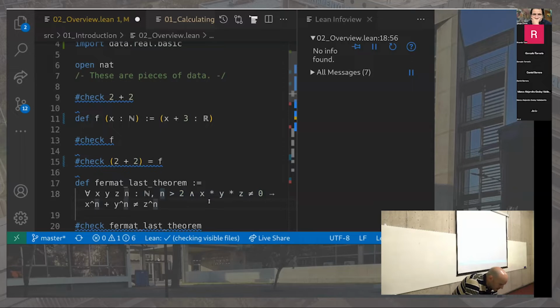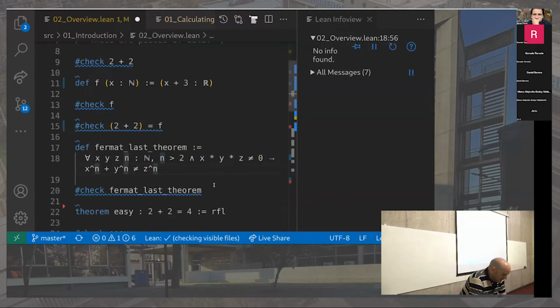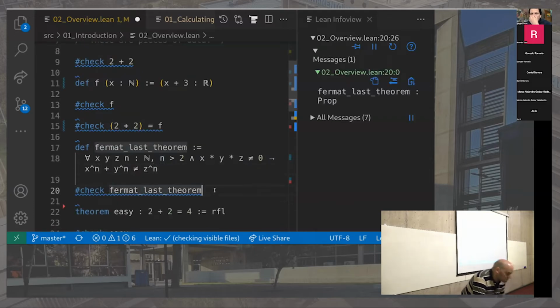So probably, yeah, I don't know, but it's the statement of Fermat's theorem. And if we ask, okay, what is the type of Fermat's theorem? Of course, it is a proposition. Okay. Now you can see your first Lean proof.